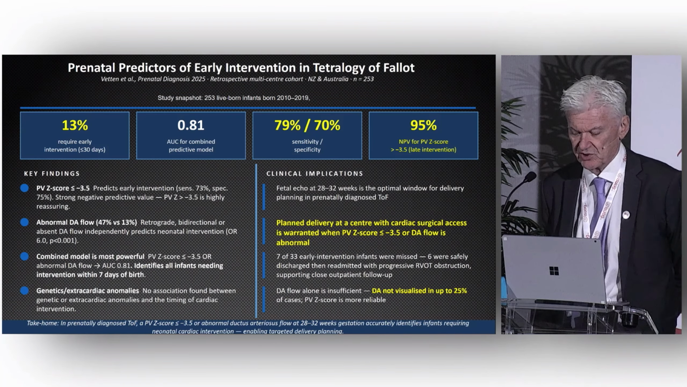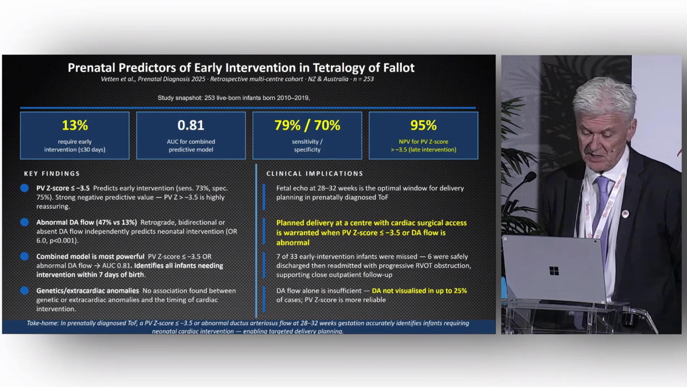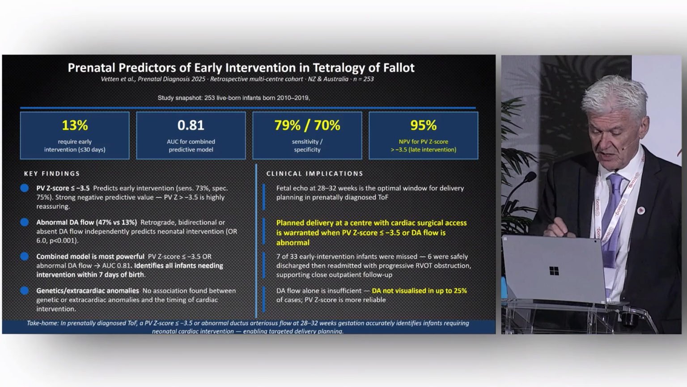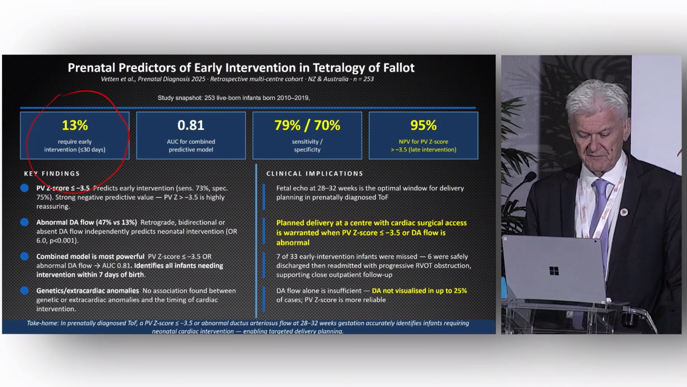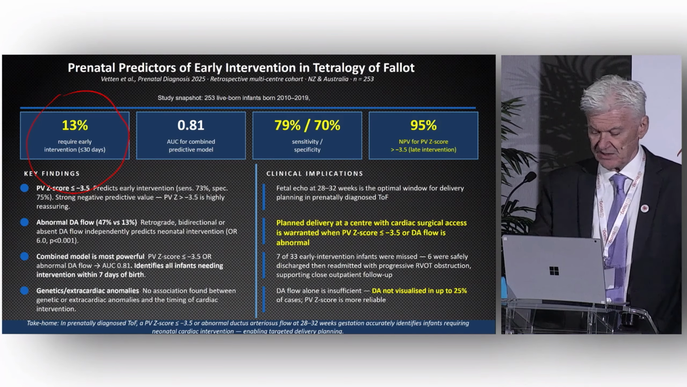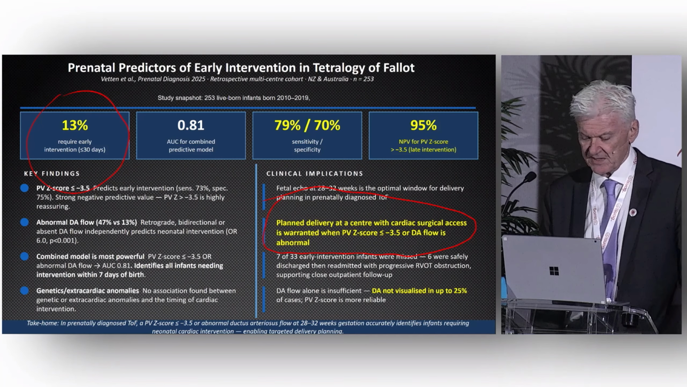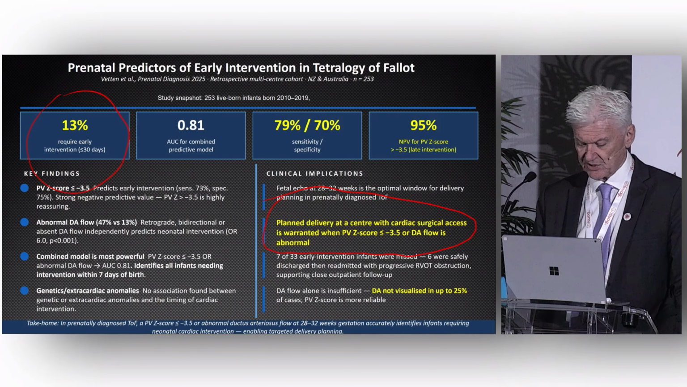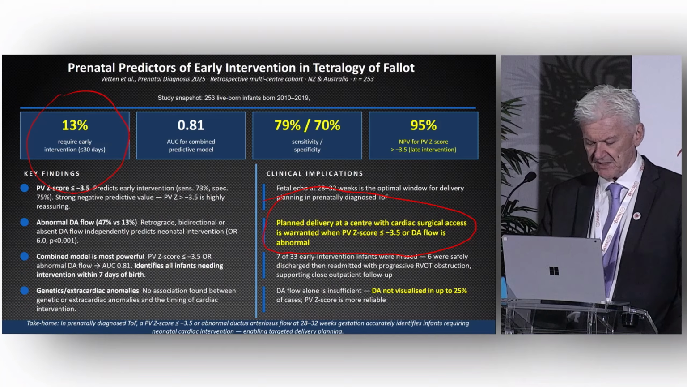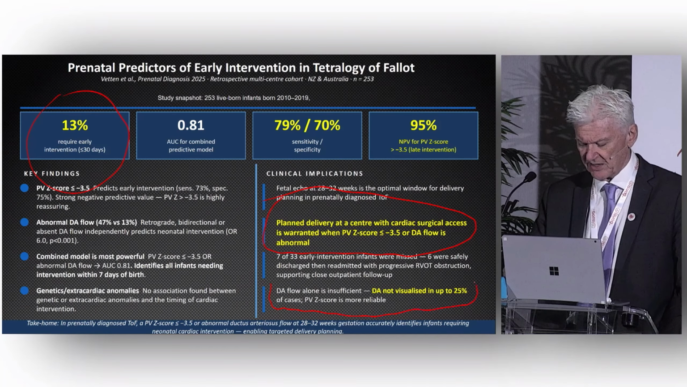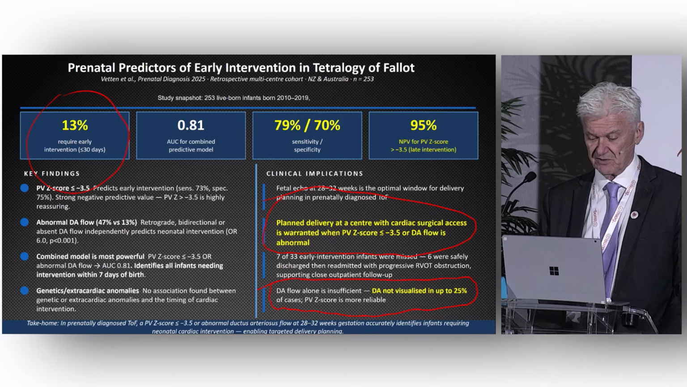But I do want to share with you just one paper, a multi-centre study from Melbourne, Australia. Looking at the outcomes, 13% of these babies with Tetralogy of Fallot required early intervention. In terms of planning delivery and arranging for a woman to come to a major centre, it was if the pulmonary valve Z score was less than 3.5 or there was reversal of flow in the ductus. It did, however, make the important point that it becomes really challenging late in pregnancy to demonstrate the ductus arteriosus, because in 25% they couldn't see it.